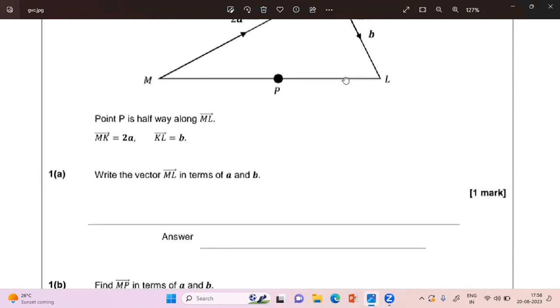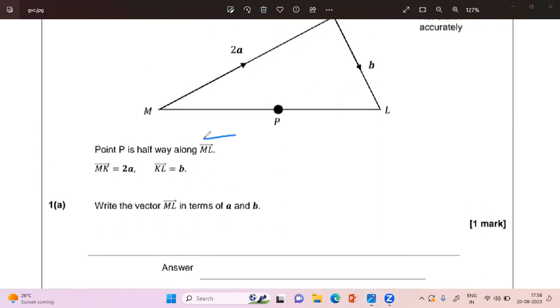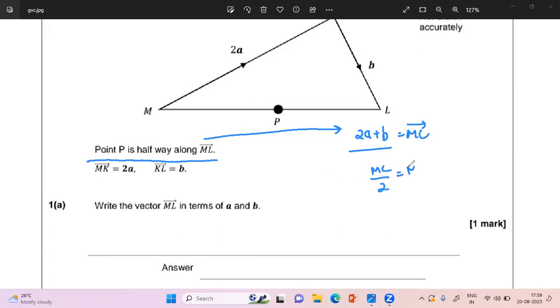Yes, C. Since you have already calculated M to L, which is 2A plus B, I'm going a little faster because the class is about to end. So M to L will be 2A plus B. Now they are asking M to P, and they have mentioned that point P is halfway along M to L. That means it's just the half of it. If 2A plus B is ML, then half of ML will be MP. MP will be half of ML because it's halfway. So I can easily say M to P will be 2A plus B over 2. That will be your final answer.